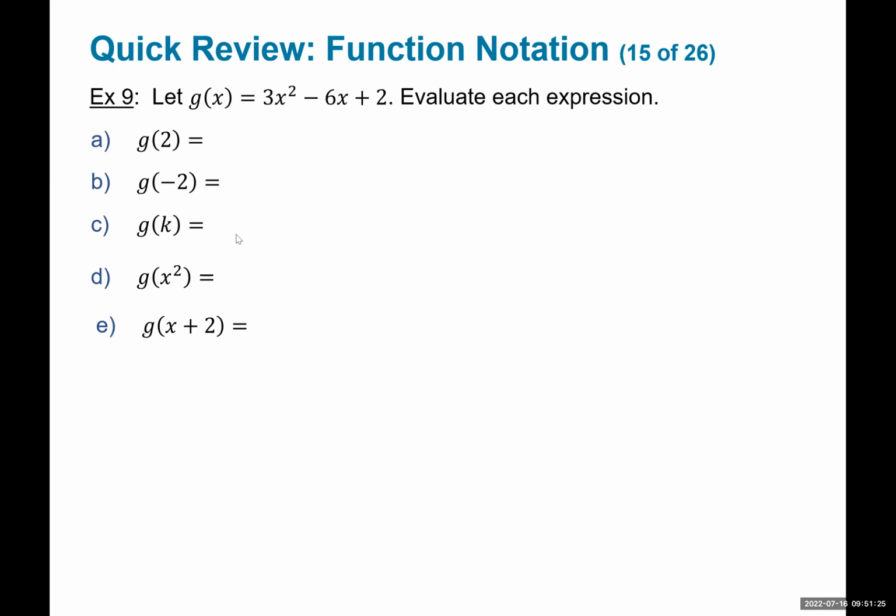Remember that g of 2 just means plug in 2 and evaluate. So 2 squared would be 4. 4 times 3 is 12. 12 minus 6 times 2, which is also 12. 12 minus 12 is 0, plus 2 makes 2.